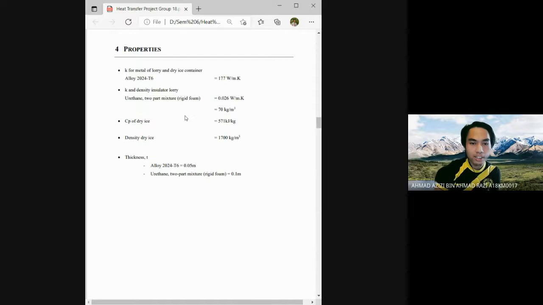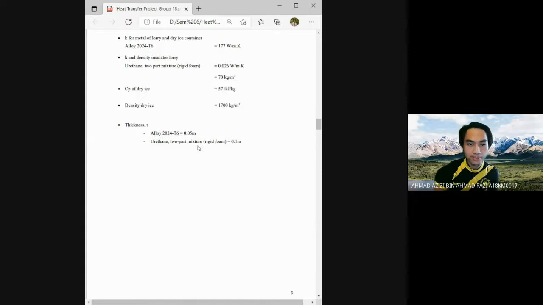For the Cp of dry ice, as we searched on the internet, we found that the Cp for dry ice is 571 kilojoule per kilogram, and the density for dry ice is 1,700 kilogram per meter cube. After that, the thickness that we assume for both materials: for the alloy 2024, we assume around 0.05 meter, and the urethane two-part mixture rigid foam is 0.1 meter.